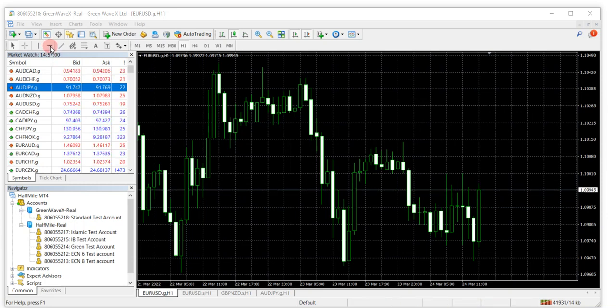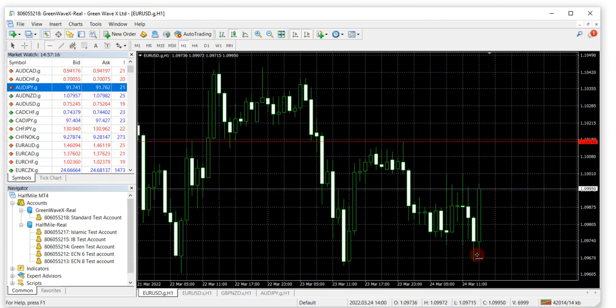So let me pick this drawing tool here, which is the horizontal line drawing tool. Let me try to find the number of pips that are covered between one level and the other. Let's pick this level first and this level. The first level is 1.1014 and the second is 1.0966. So we want to determine the number of pips between these two levels.